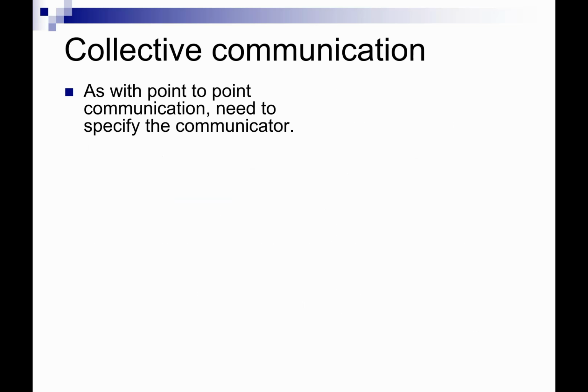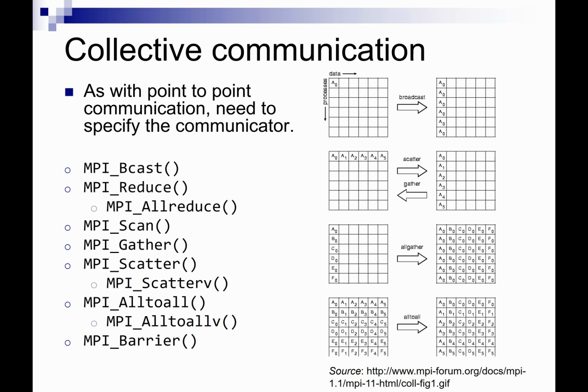Now let's talk about the different types of collective communication primitives. Just as with the point-to-point communication, we need to specify the communicator, or the group of processes that we're communicating with. These are the different collective communication primitives we're going to look at. The first one is broadcast.